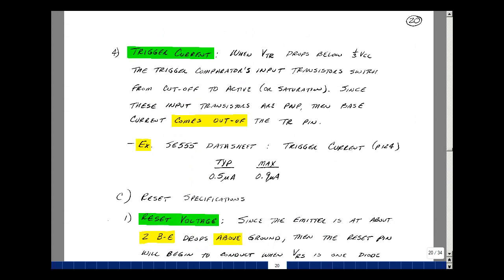Just like the threshold comparator, we're going to have current associated with the trigger comparator. This is going to happen when we drop below 1/3 VCC. The transistors are going to go from being cut off to either going active or saturated. So we have to be able to supply a base current. But this time, because we're dealing with PNP transistors, the current is going to come out of the trigger pin. Our table on page 124 of the datasheet says that's typically 0.5 microamps, but could be as big as 0.9 microamps.